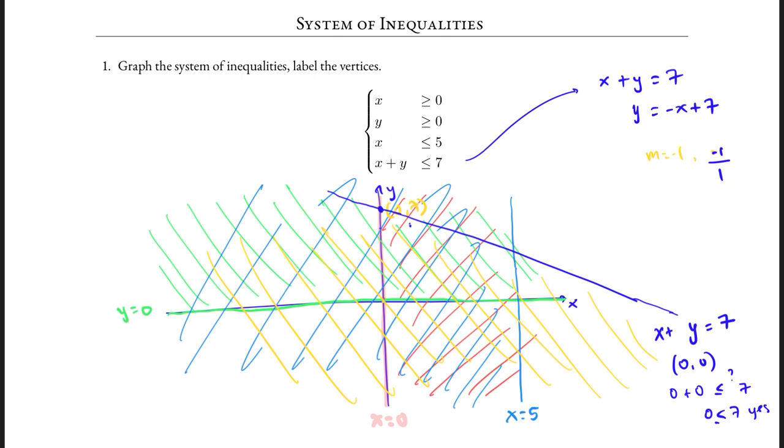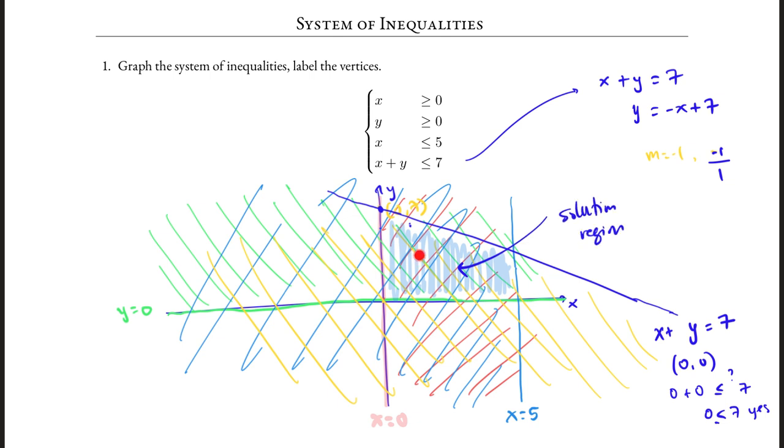And then for x less than or equal to 5, we shade everything on the left-hand side of x equals 5. So we shaded this part 3 times. And lastly, we shade the part below this line x plus y equals 7. And so we shaded this part again, 4 times. And so the solution is this region that we shaded 4 times because there are 4 inequalities, and we indicated that this is the solution region.